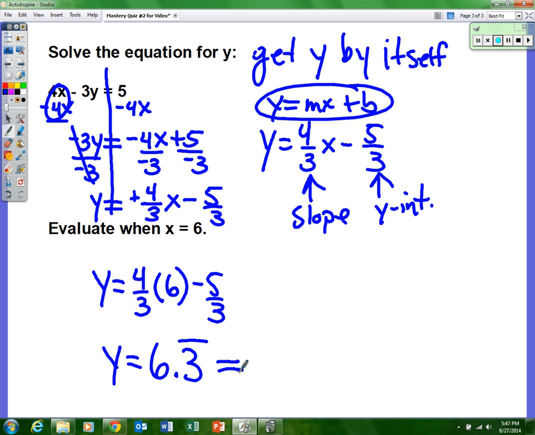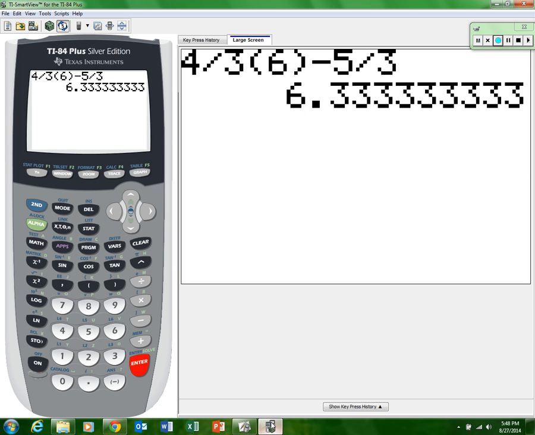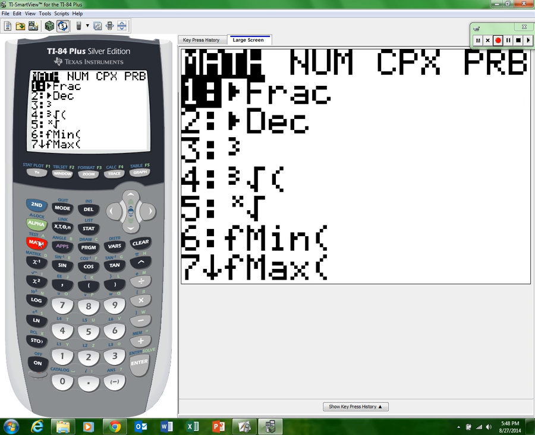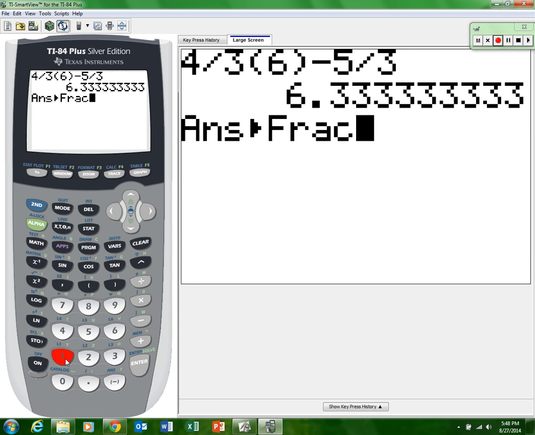Okay, what if we don't want a decimal answer? What if we want it as a fraction? Well, the calculator, remember, does fractions. To do a fraction now, we're going to hit the math button, and the very first one says fraction, so pick number 1. Notice it put it all in for you. All you had to do is go to math, fraction, and pick fraction. Hit enter.